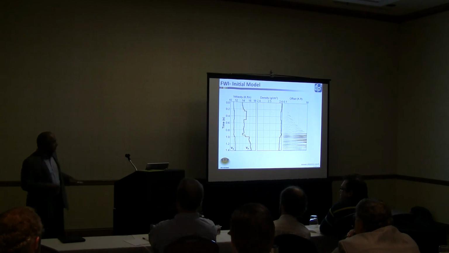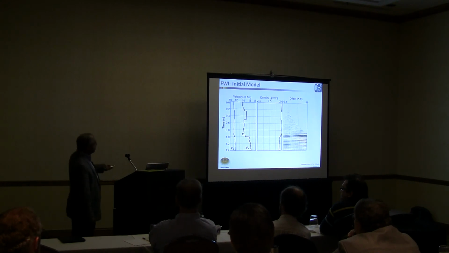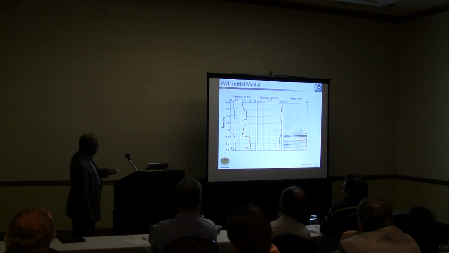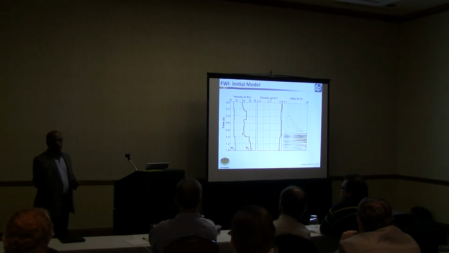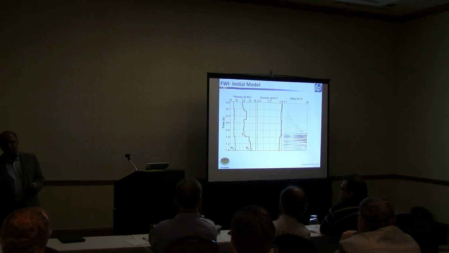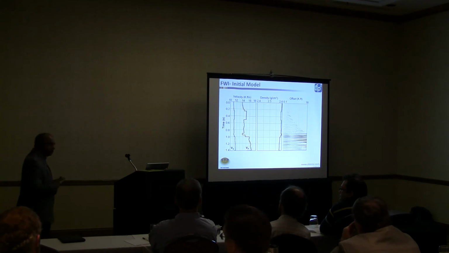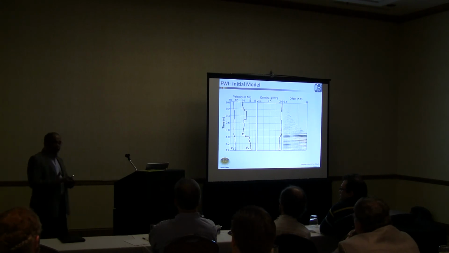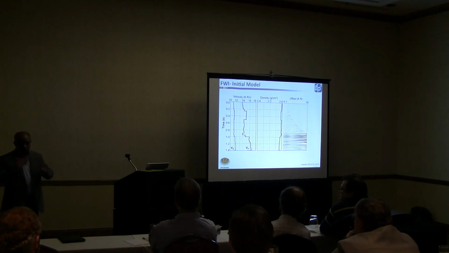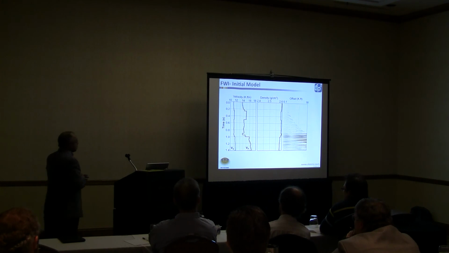So what it does, it basically starts with an initial model and I provide a search window of VP. So there is a minimum and a maximum, a search window of VS and a search window of density, and it randomly generates a lot of models, computes theoretical seismograms, and matches with the observed seismogram, and keeps changing till it finds an optimum match. That's exactly what it does.